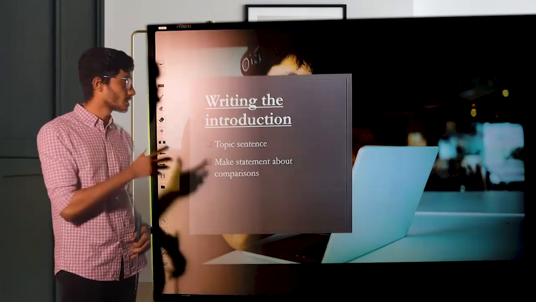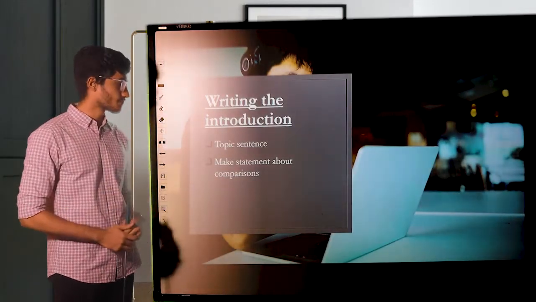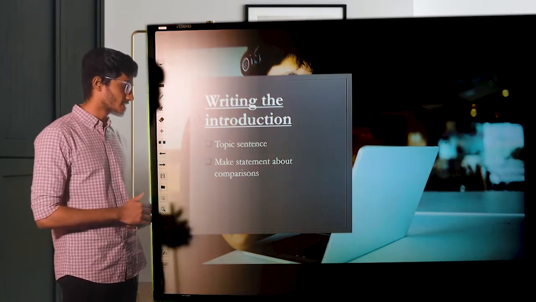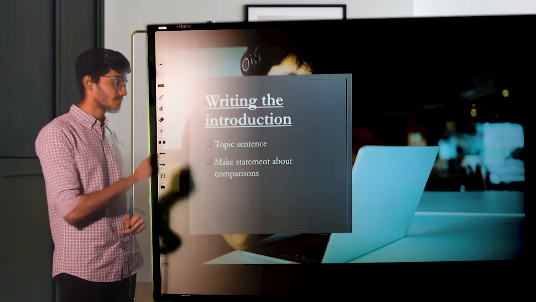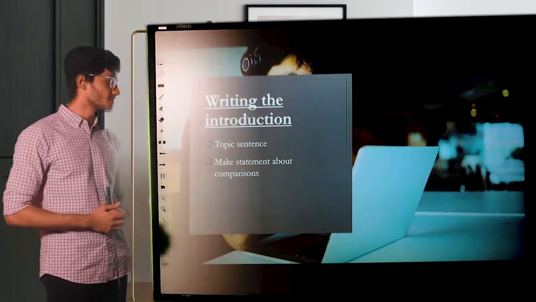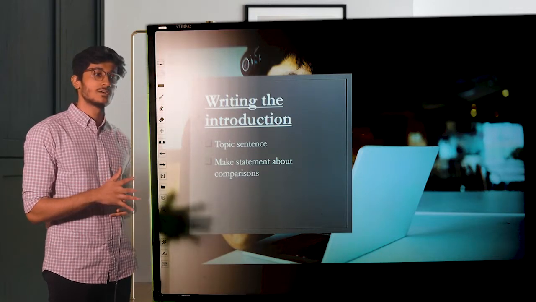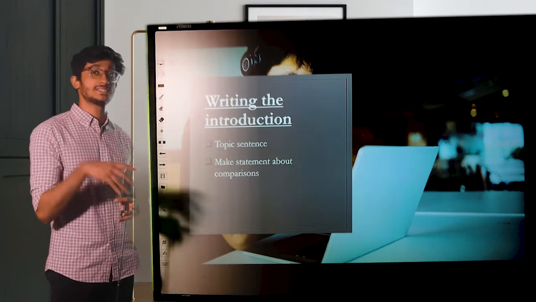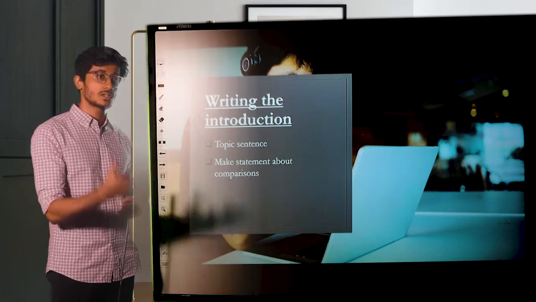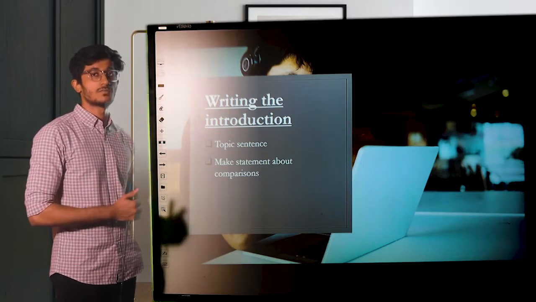So first, we're going to talk about how to write the introduction. The introduction can be divided into 2 segments. You'll have the topic sentence, and you'll have to make statements about the comparisons that you have made. Remember, in the previous video we made comparisons from the graphs, so you have to make statements about those comparisons to tell the examiner what you are going to be talking about for the graph.